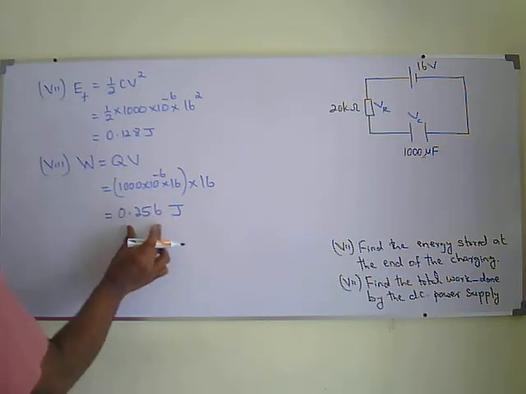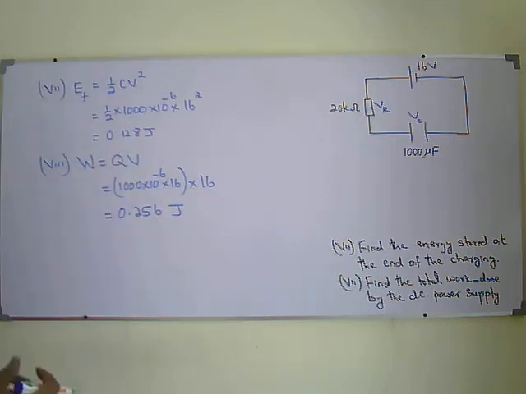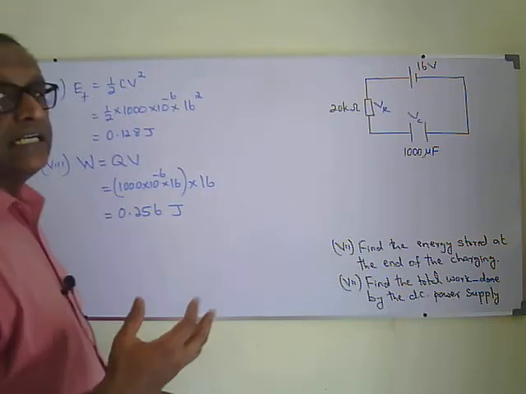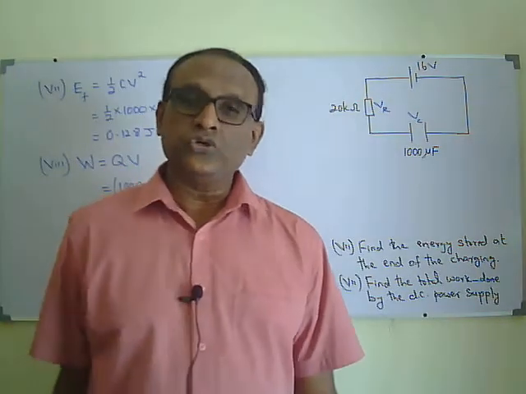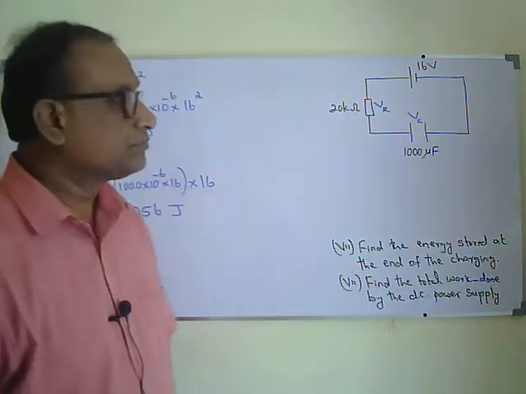You can see that this is 50% of this one. So what happened to the other 50%? No other explanation. We can say the energy is converted to heat due to the resistive part of the circuit.